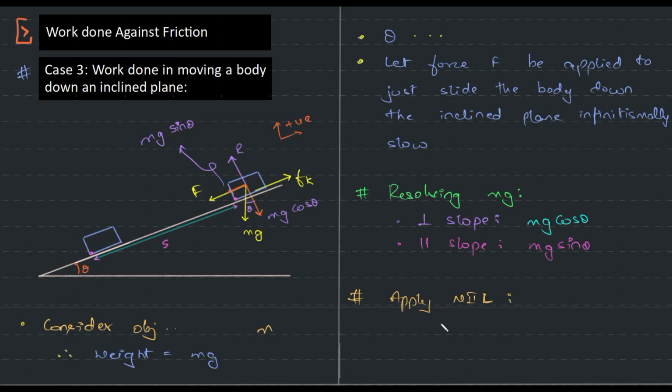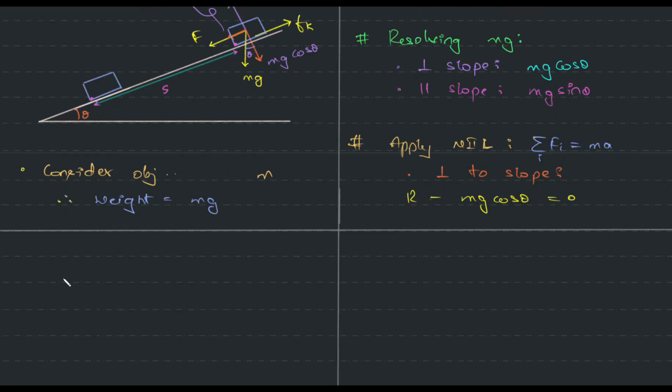which talks about the net force should be equal to the mass into the acceleration, the actual acceleration the object sees. So first is perpendicular to the slope. Perpendicular to slope is quite simple. R minus mg cos theta should be equal to 0 because it's not accelerating along that. And therefore R is equal to mg cos theta.